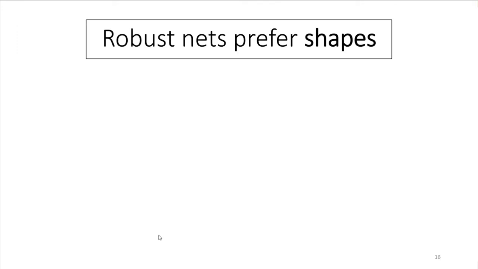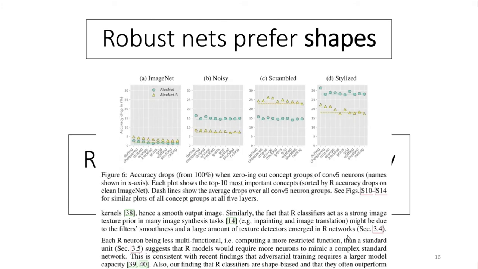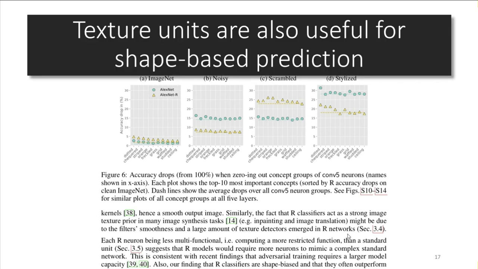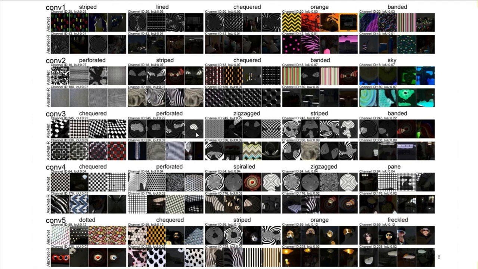We now have 2 major findings. Robust nets prefer shapes, and robust nets have more texture neurons, which are seemingly contradictory. Through a further ablation study, zeroing out some specific channels to see how it affects the network, we found that the texture detectors are not only useful for texture-based prediction but, surprisingly, they are also equally useful for shape-based prediction. Some special concepts in texture detectors like checkered, perforated, and zigzag dominate the most important neurons across all layers.